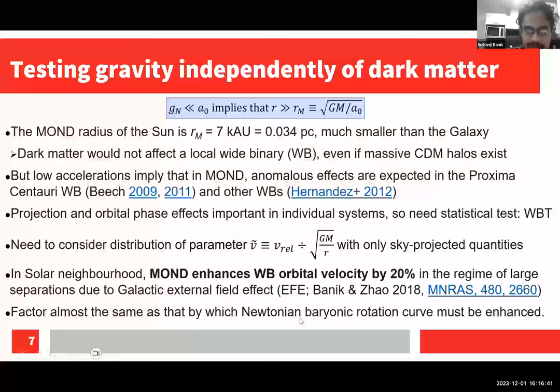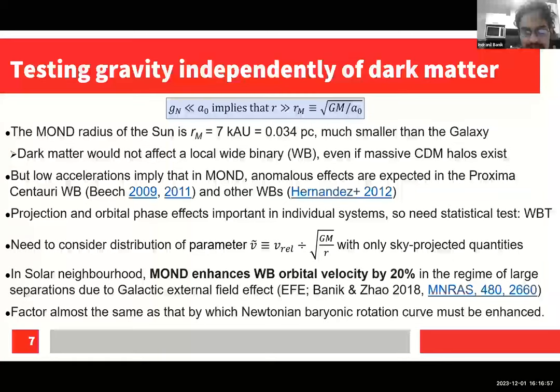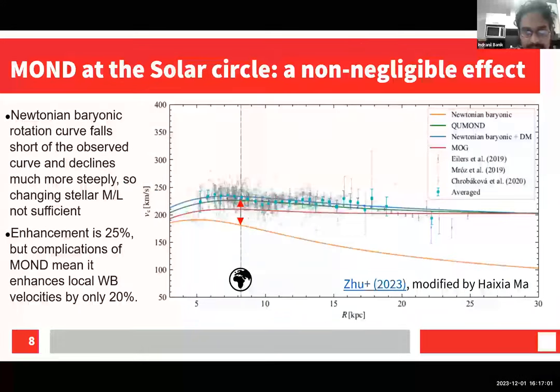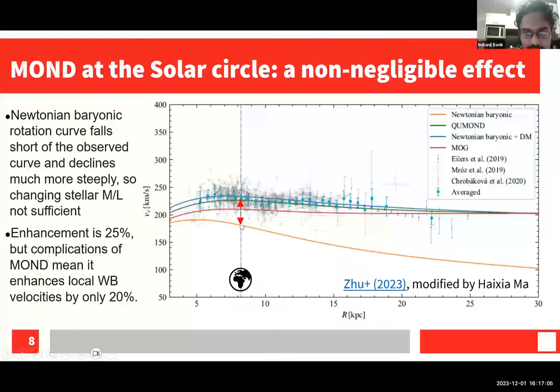this important business, which is that the boost to the wide binary orbital velocities, the 20% boost, is essentially the same percentage that the Newtonian baryonic rotation curve of the Milky Way must be enhanced in order to match the actual rotation curve. So what I mean by that is this orange curve is the Newtonian baryonic rotation curve of the Milky Way. That's what the rotation curve would be without dark matter, assuming Newtonian gravity. The data points are up here. So you need an extra 25% boost to go from about 180 to about 230 kilometers a second. Accounting for some slight complications in MOND, basically the same enhancement factor should also affect the orbital velocities of local wide binary stars around each other.